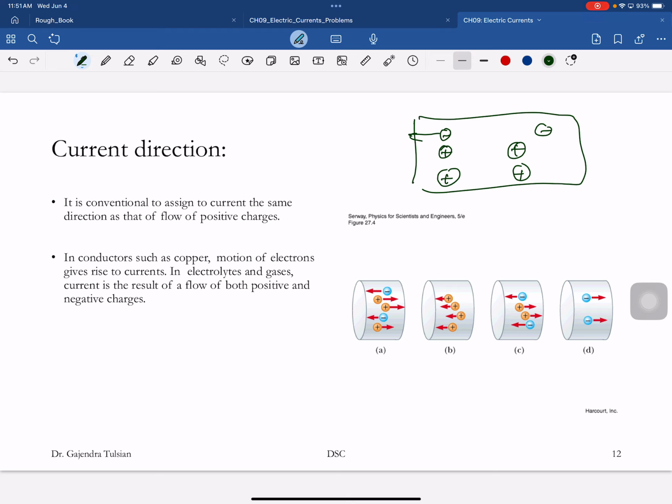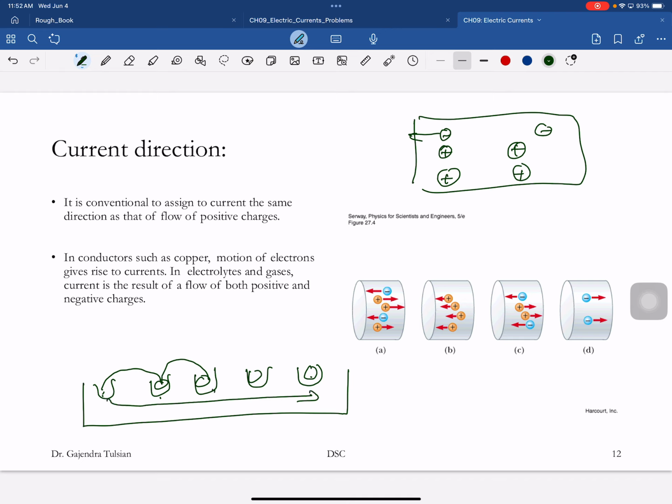I'll give you a different analogy. Let's say you've seen the Mancala game. Let's say there's an empty spot here. This is filled with marbles. What we'll do is move the marble here. Now this became the empty spot. We'll move the marble here. This became the empty spot. So it's the empty spot moving in this direction. That's called a hole, and this empty spot behaves like a positive charge.